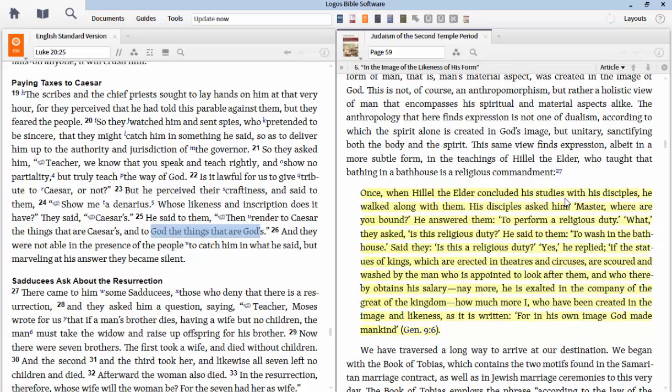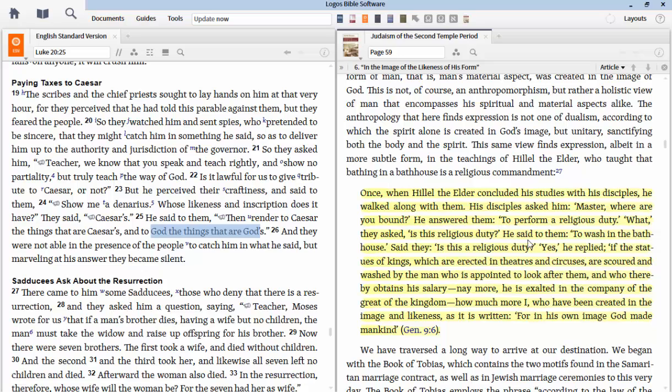Now, here is a story of Hillel, Rabbi Hillel the elder. He concluded his studies with his disciples. He walked along with them. So Hillel and his disciples were walking one day. His disciples asked him, "Master, where are you bound? Where are you going?" He answered them, "To perform a religious duty. I'm going to keep one of the commandments now." "What?" they asked. "Is this religious duty?" He said to them, "To wash in the bathhouse." Said they, "Is this a religious duty?"